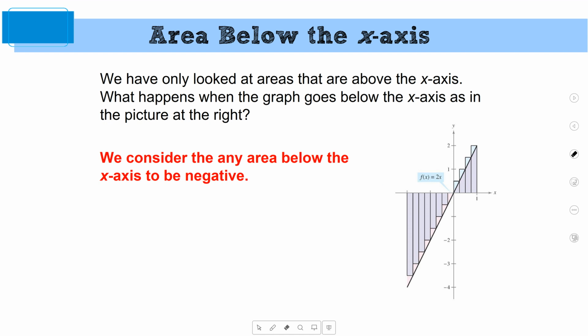If I just look at that picture, that's the graph of 2x from -2 to 1. If I do the integral, for those of you that are visual learners, will that answer be positive or negative? Why? Yeah, there's more area below the x-axis than there is above, so this would be a negative answer.